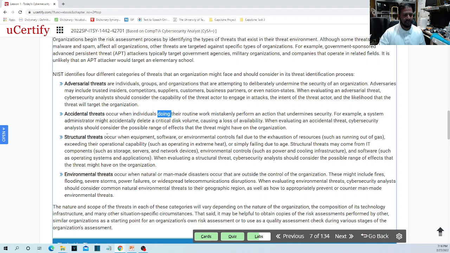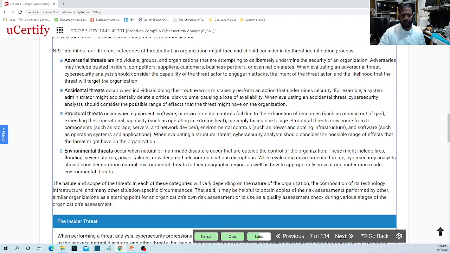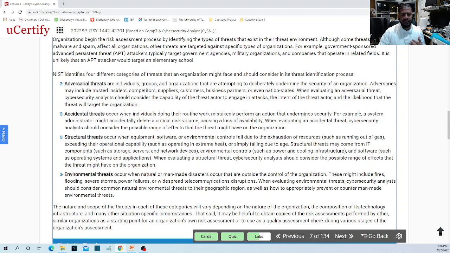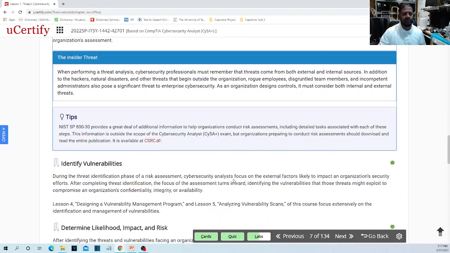somebody could delete data accidentally. Okay, structural threat, that would be like the environment that you are in. Okay, your software, your hardware, power goes out, extreme heat, these kinds of things would be your structural threat. Now, environmental threats, they are either man-made or by the environment, by nature. Like flooding, severe storms, natural disaster, or man-made, like a serious attack, a terrorist attack, for example. Okay, these are your threats.